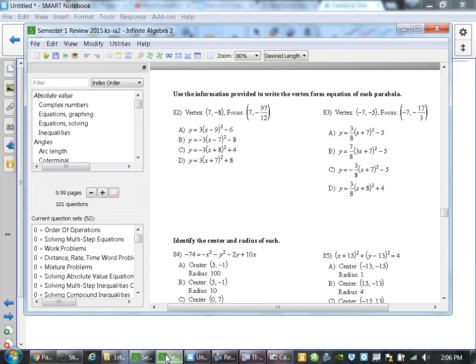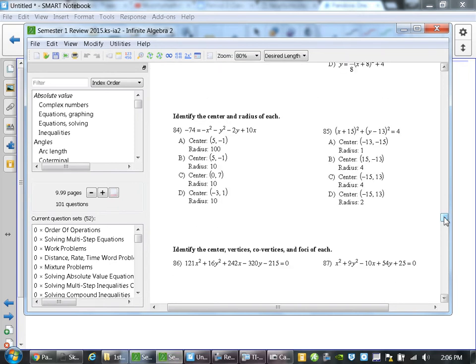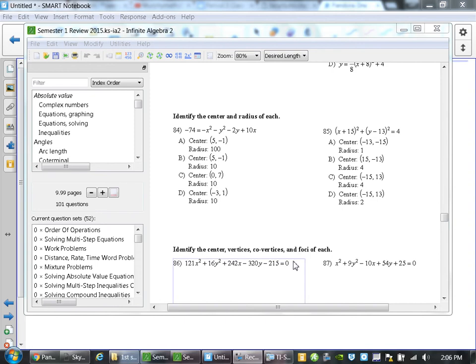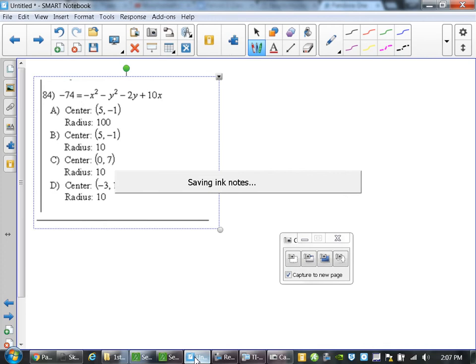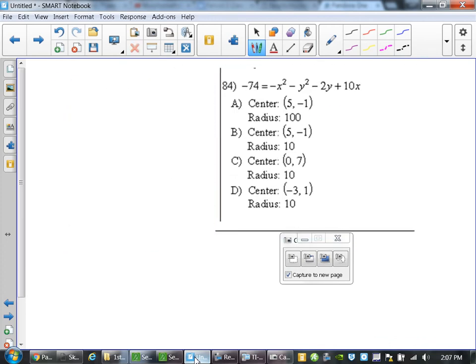Center and radius. If I do center and radius, I'm going to look at 84 because it's more work than 85. In order to make this one work, we have to put it in the generic format for a circle. Now a circle is (x minus h) squared plus (y minus k) squared equals r squared. Which means I have to complete the square.